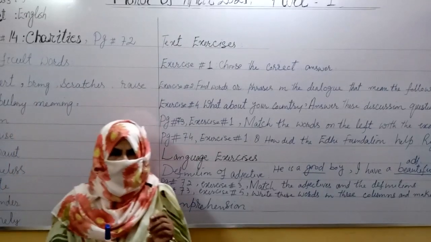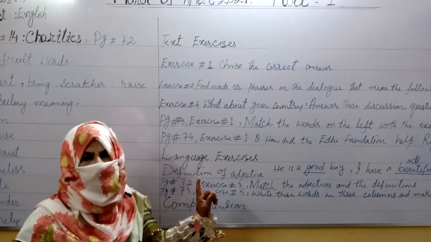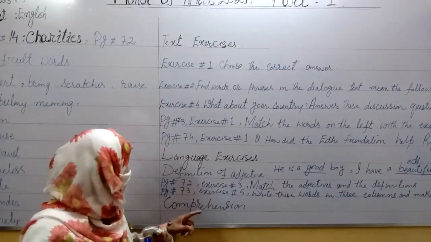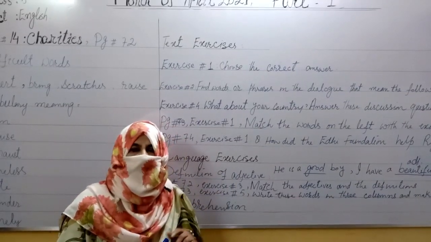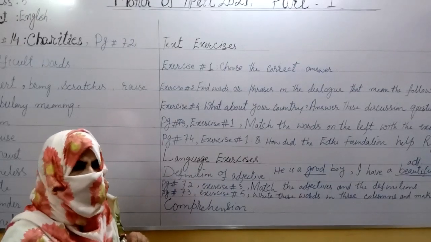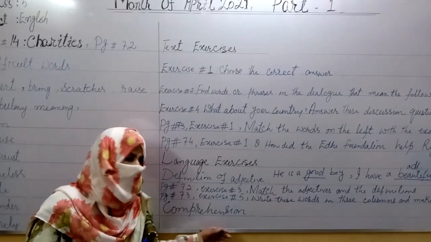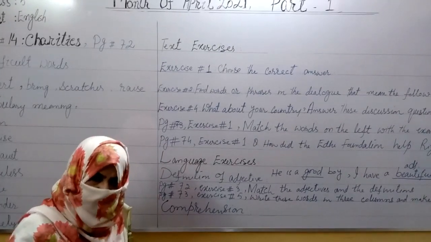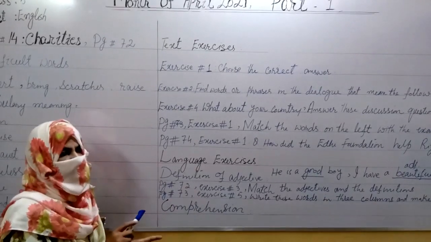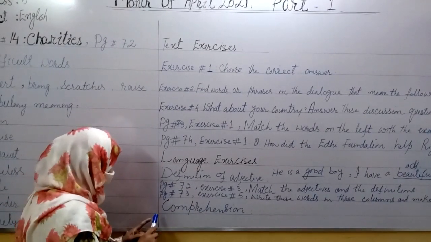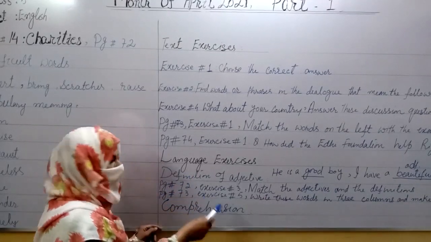Listen carefully. First, you have to read the passage by yourself. Then again, read the complete passage very carefully. After this reading, you will see the questions given below the passage. Now you have to read the questions. Try to understand the meaning of the questions. Then after that, see the first question, search or find out the answer from the given passage.